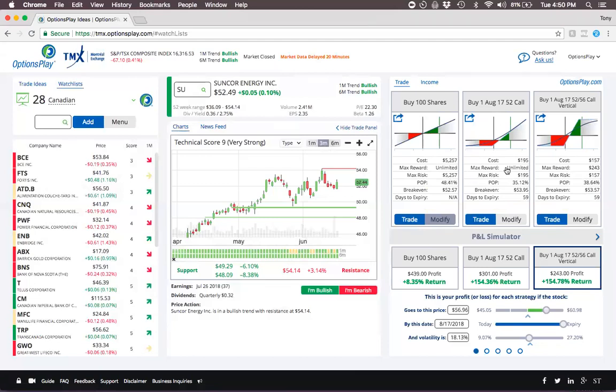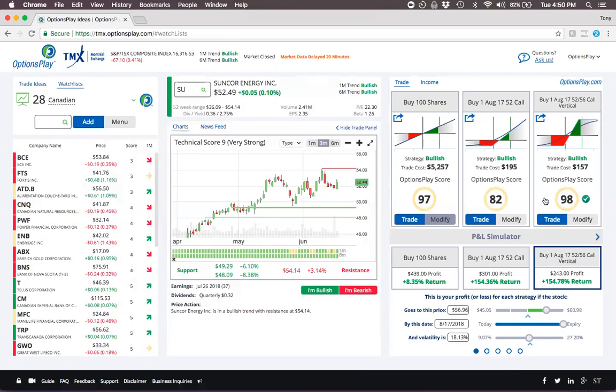So you'll see unlimited reward on a call, max reward of 243. And with all of these numbers, sometimes it's really difficult to compare because you have one strategy that has unlimited reward and another strategy that has a reward of only 243. But in order for that call to take advantage of that unlimited reward, the stock needs to go to infinity. And chances are it's not going to go there by August 17th. So let's look at more realistic numbers, and that's really how we created the options play score.